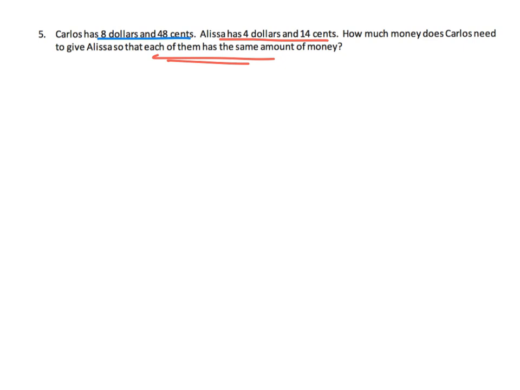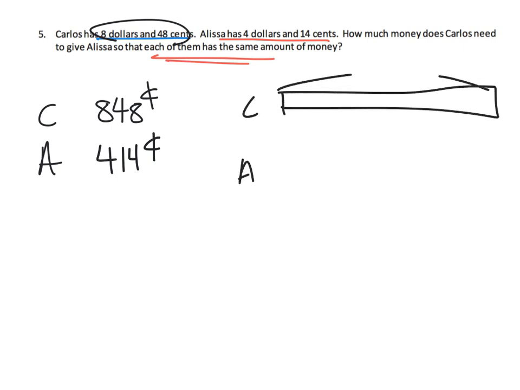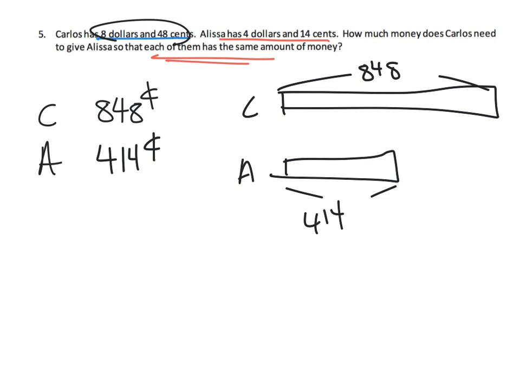So let's figure out Carlos. How much does he have? Carlos has $8.48. So that's 848 cents. And then Alyssa has $4.14. So that's going to be 414 cents. And if we wanted to, we could say, well, if we were going to draw the tape diagram, so Carlos is 848, and Alyssa is less than that, right? She is 414. So there's a couple of ways we can do it.